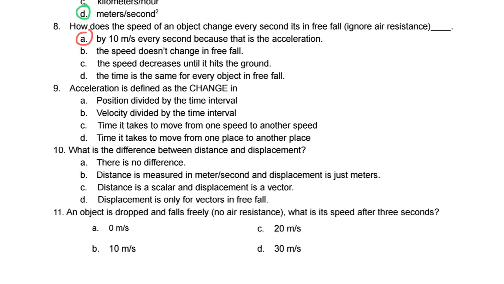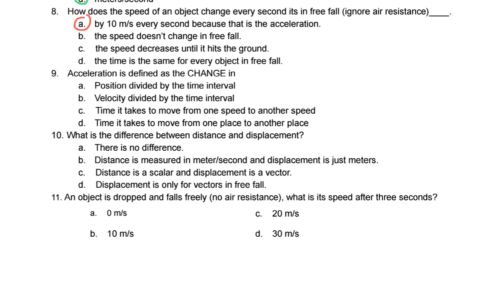Number 9, acceleration is defined as the change in velocity divided by the time interval. So change in position, that is velocity. Time it takes to move from one speed to another speed, that's not really how acceleration is defined. Or time it takes to move from one place to another place, that's average speed again.